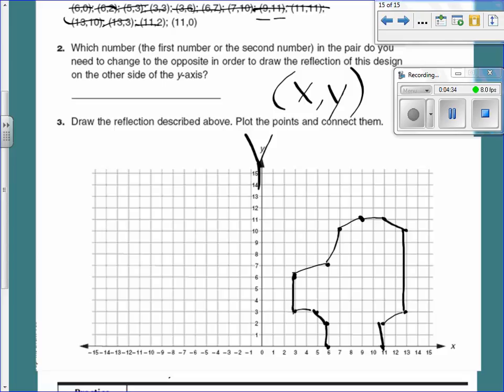So we have possibly a dog's head. I don't know. Could be a dog's head. Sure, we got a dog's head.